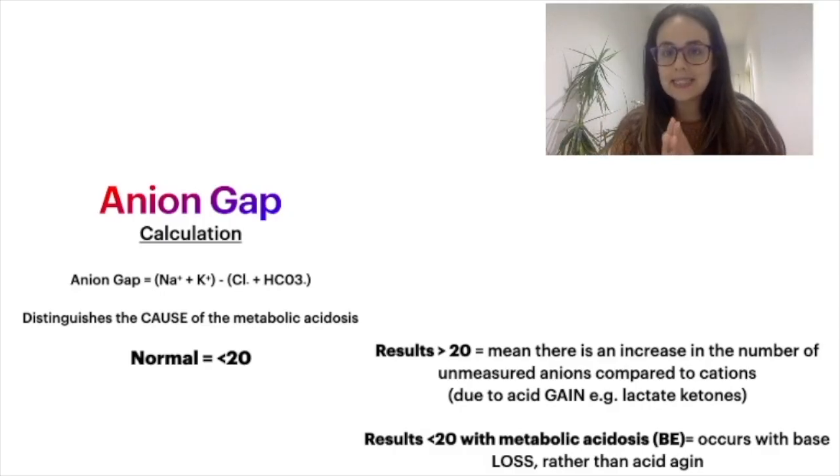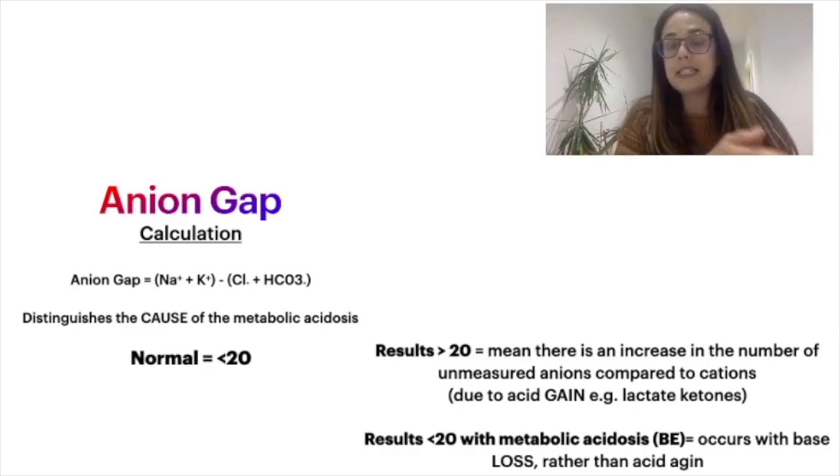So yeah, base excess is going to confirm our suspicions that there's a metabolic process going on, because it wouldn't be abnormal if there wasn't. And then the anion gap is going to tell us the reason why. So above 20, we have acid gain, and if it's normal in the face of the base excess being abnormal, then it's due to bicarb loss.